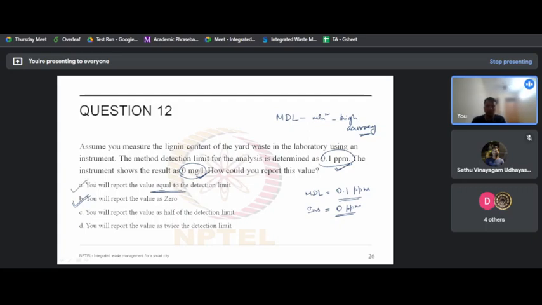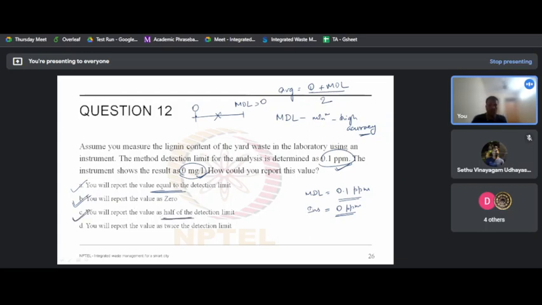That is option A. Third will be kind of the average of option A and B. So in the first, we were reporting the value as 0. Then we have MDL, which is a value greater than 0. So what we will report is the average. So average would be 0 plus MDL by 2. So it will be half of the detection limit. So you'll report the value as half of the detection limit. So that is option C.